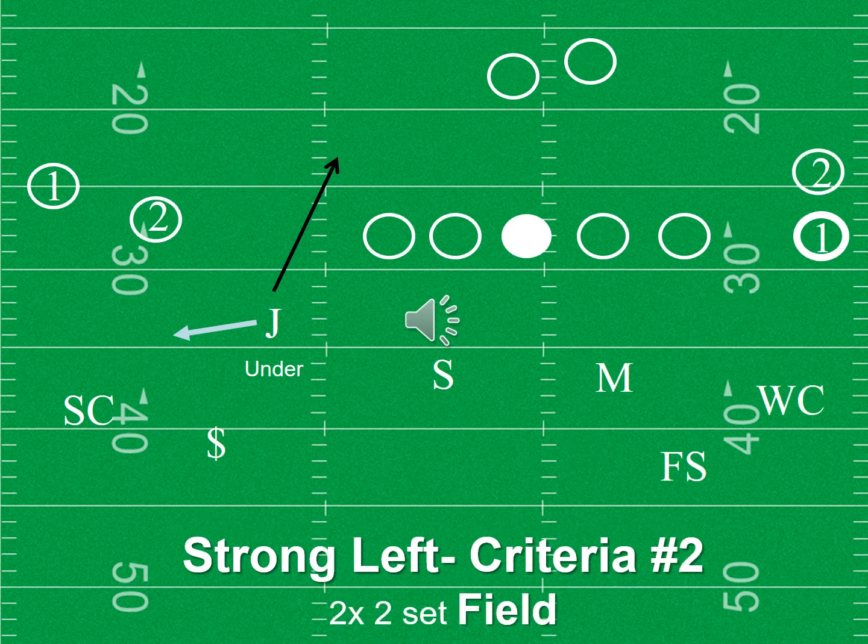If, let's say, the number of receivers are the same on both sides, whether it's 2 and 2 or 1 and 1, then we're entering into criteria 2. And in criteria 2, strength will be called to the field. So in criteria 1, it was to the number of receivers, and now in criteria 2, when the receivers are even, to the field.